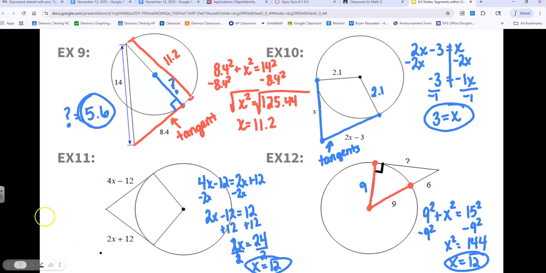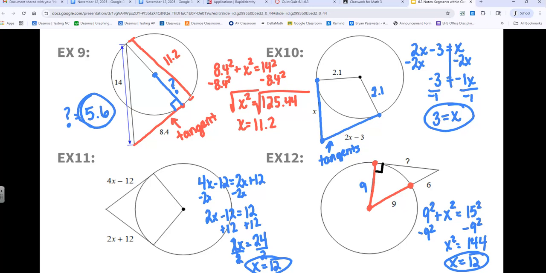So this side right here, the whole side is 15. That's going to be your hypotenuse. So you're going to say 9 squared plus x squared equals 15 squared. You're going to subtract your 9 squared. That's going to give you 144. And then you'll square root both sides to get that 12. Right there. Okay, questions there?